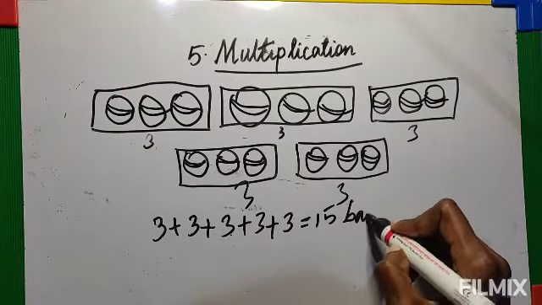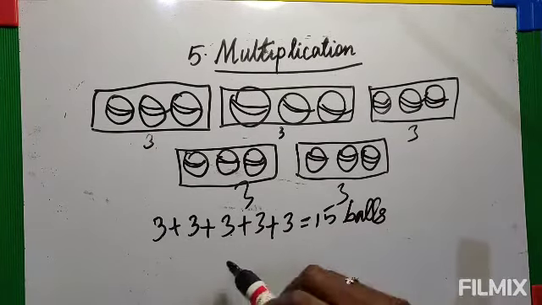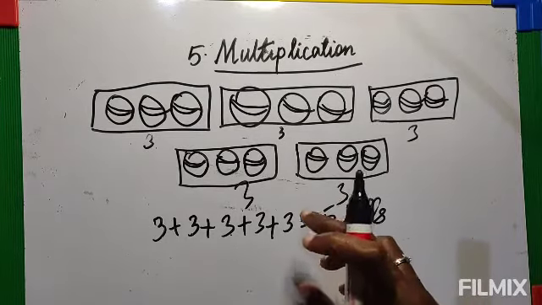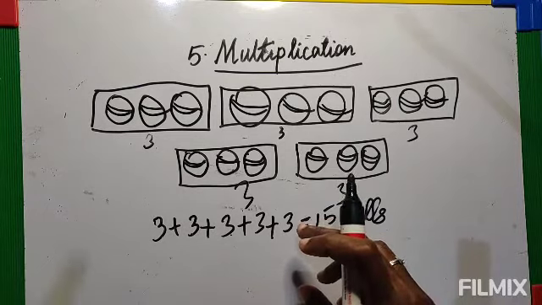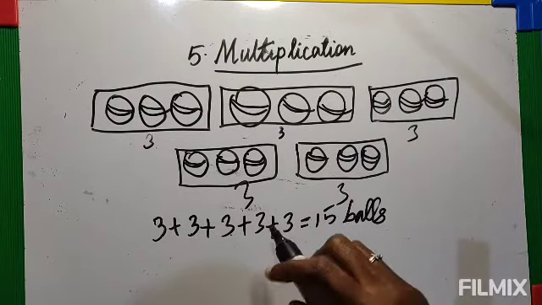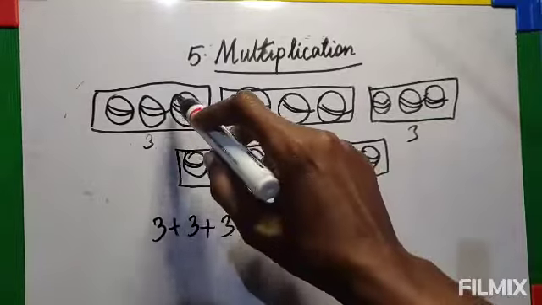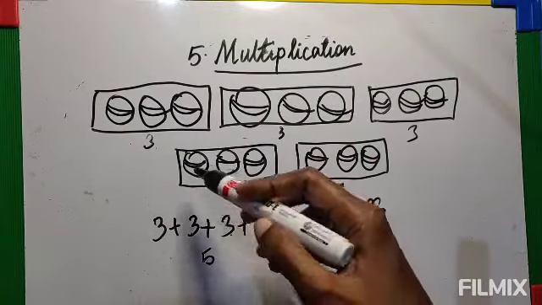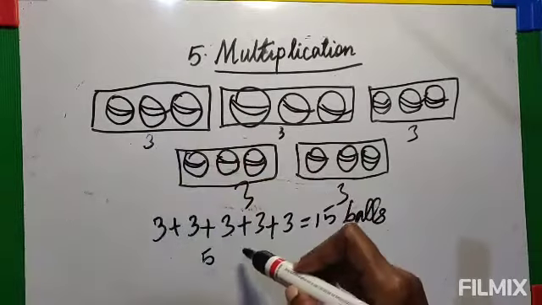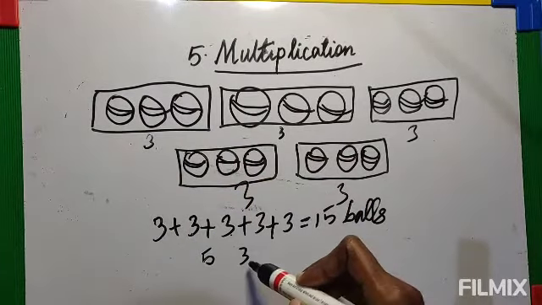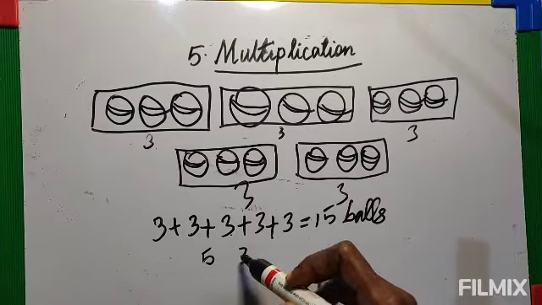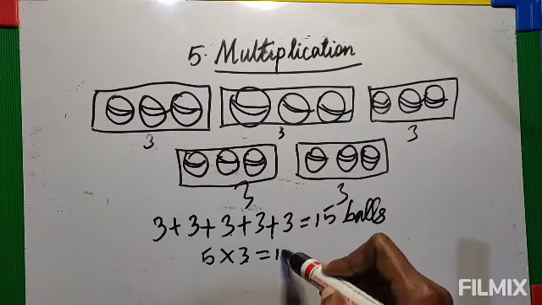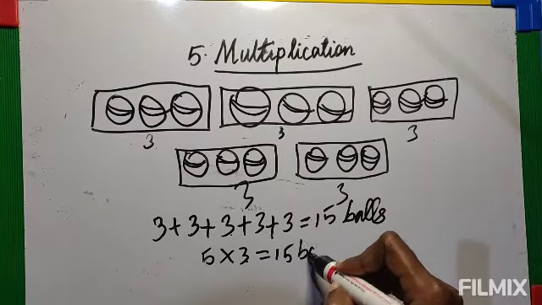So you will say there are 15 balls. Here we are adding, but we can do it in a very easy, shortcut way and find it very quickly. For that we need multiplication. How can we do it? Here there are how many boxes? 1, 2, 3, 4, 5. There are 5 boxes, and in each box there are 3 balls. So you multiply these two numbers. 5 threes are 15. So there are 15 balls.